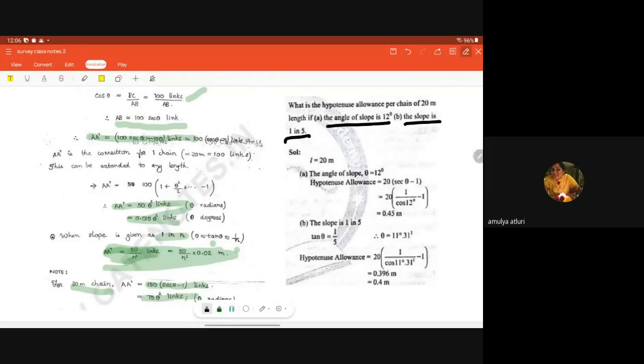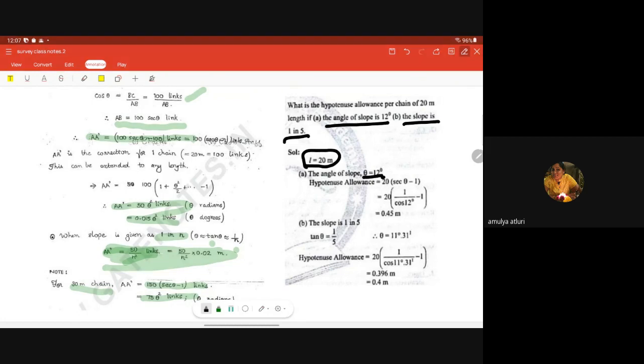We are given the length of the chain equal to 20 meters, and the angle of slope, that means theta is equal to 12 degrees. They are asking us to calculate the hypotenuse allowance. As we know, the hypotenuse allowance is equal to the measured length into secant theta minus 1. It is given a chain of 20 meters length, so 20 into secant theta minus 1. Substituting theta as 12 degrees, we get the answer as 0.45 meters.